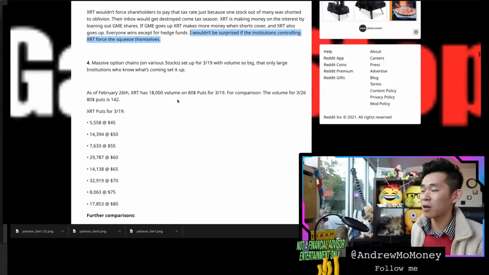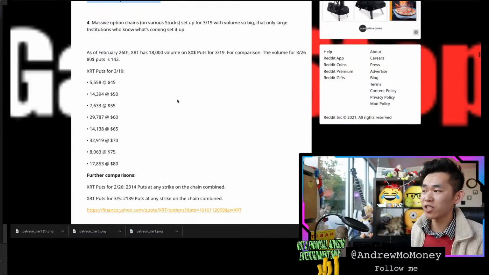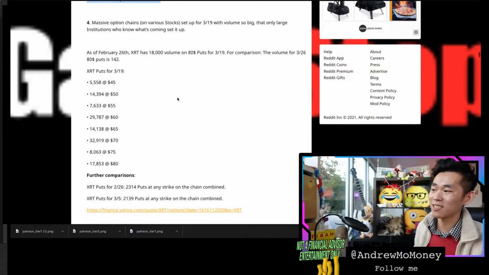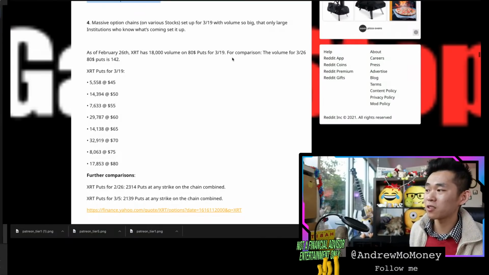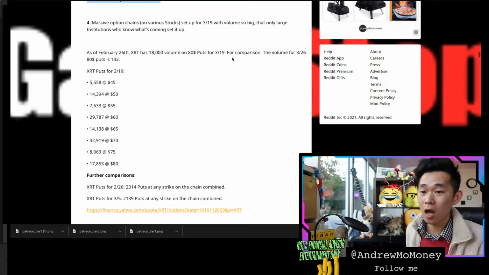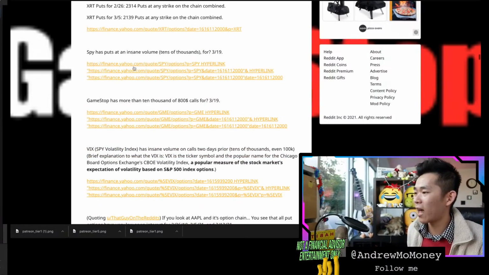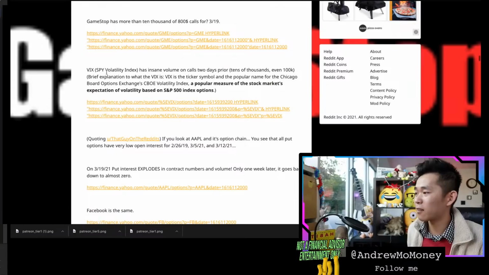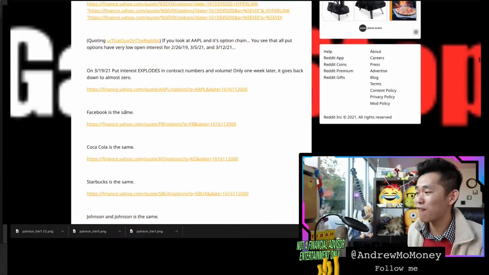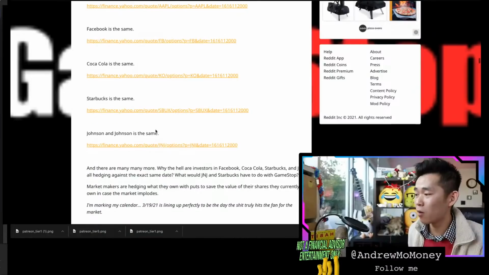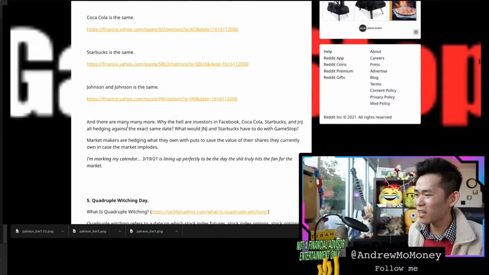Now that comes down to number four. Massive options chains on various stocks are set up for March 19th with volumes so big that only large institutions who know what's coming set it up. Not only are we talking about the SPY and the GameStops and the VIX, which is the ticker symbol for the Chicago Board Options Exchange's CBOE Volatility Index. They also have Facebook, Coca-Cola, Starbucks, Johnson & Johnson. What do they have to do with GameStop?